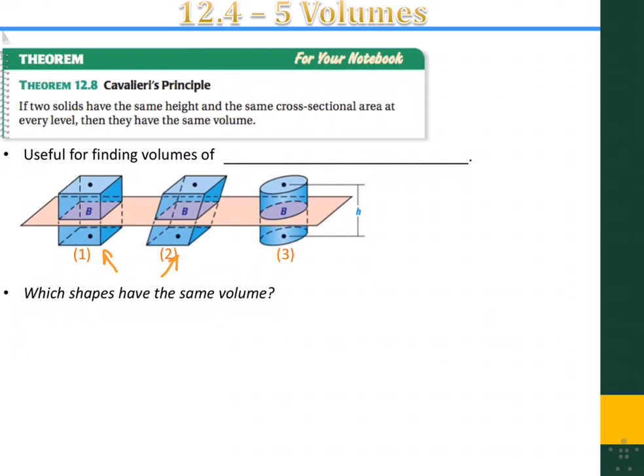What this does for us is it allows us to find the volumes of weird things, like number 2 here, which is called an oblique prism. So this principle is useful for finding volumes of oblique solids, because we could say 1 and 2 have the same volume. And as long as we could, in the way that we'd find 1, find the area of the base times the height, we could do the same thing with number 2.